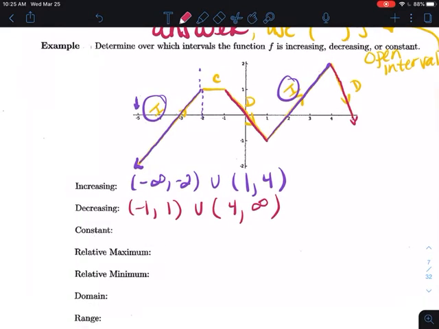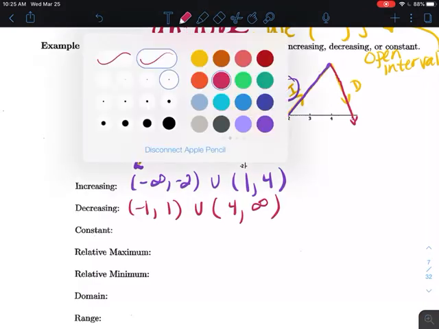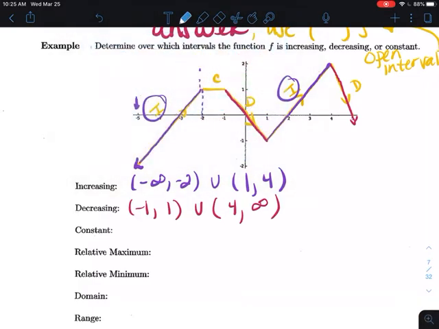Constant would be this piece here in the middle. So that's that one flat constant piece. So the graph is constant from -2 to -1.